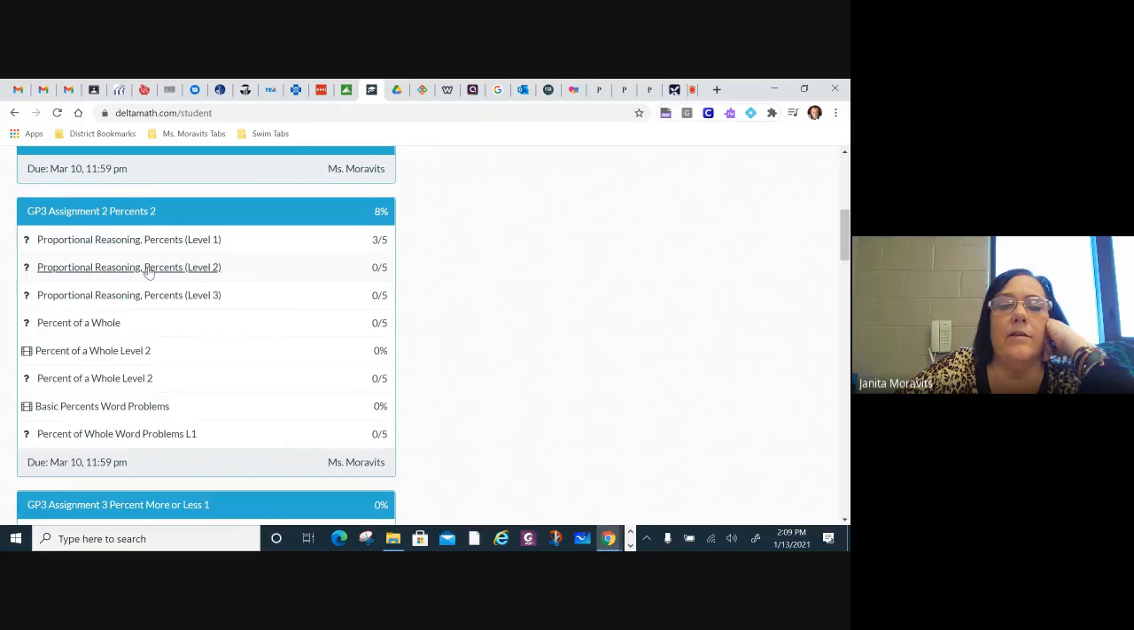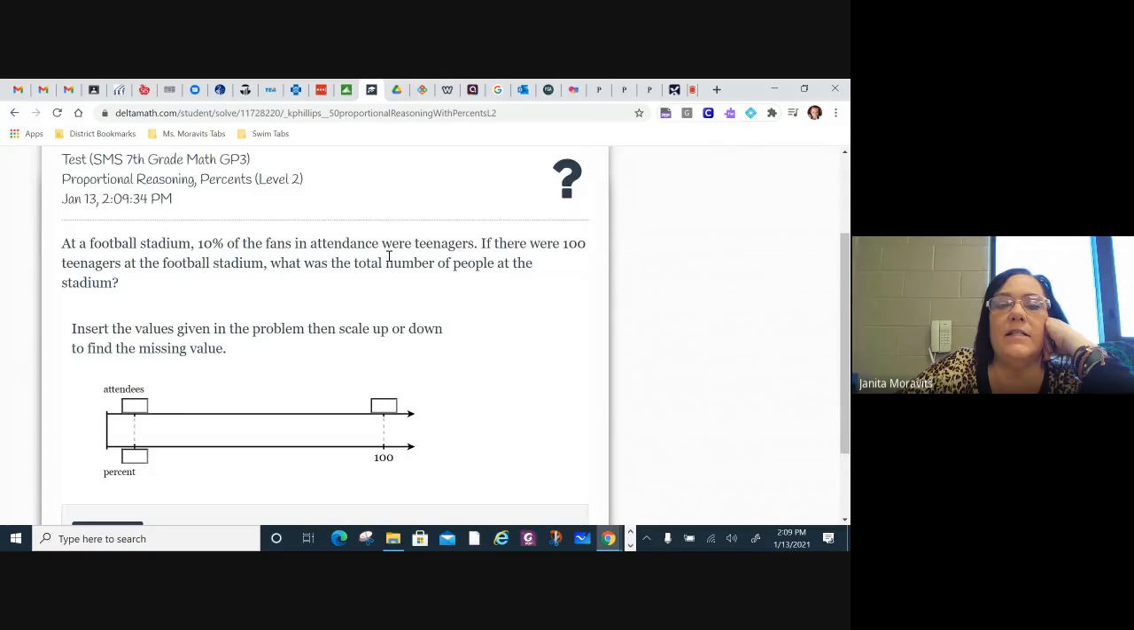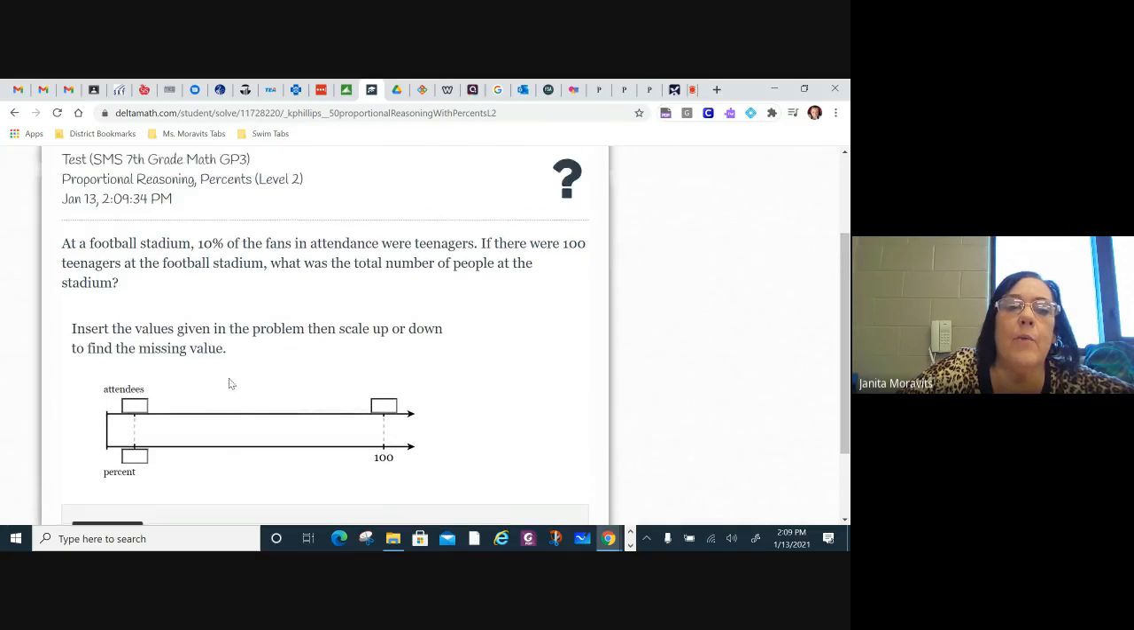Now let's take a look at level 2. It says, at a football stadium, 10% of the fans in attendance were teenagers. So there's a whole bunch of people there, but 10% are teenagers. If there were 100 teenagers in the football stadium, what was the total number of people at the stadium? Well, we don't know what the total number is here, but we do know that 10% of them was made up by 100 teenagers. 10% were teenagers, and there were 100 teenagers.